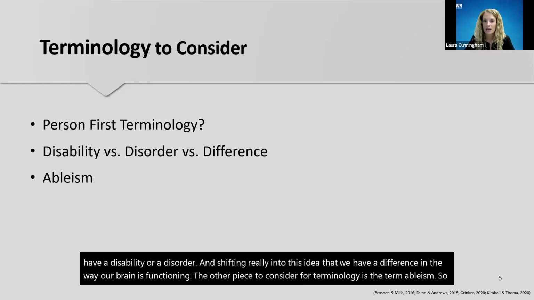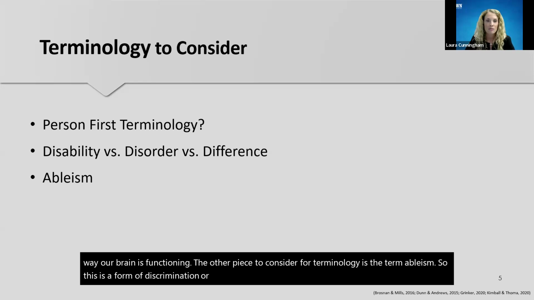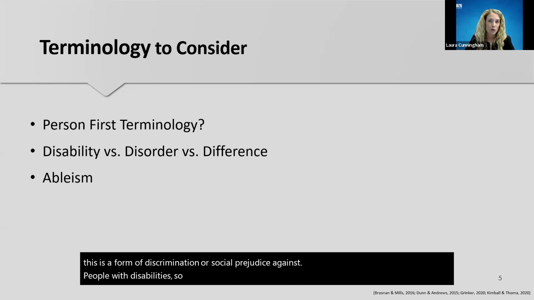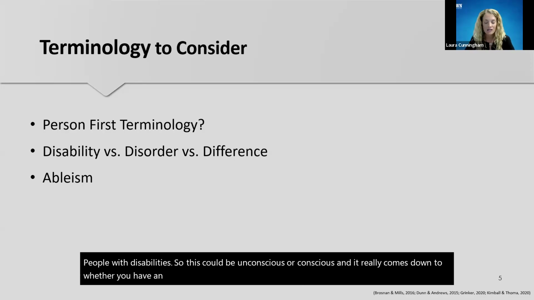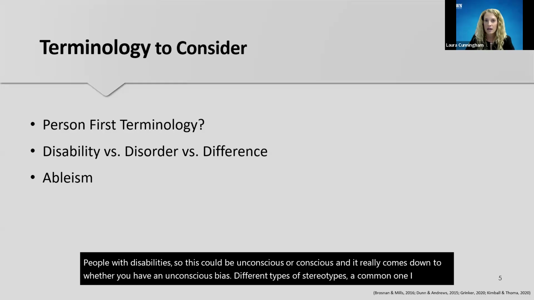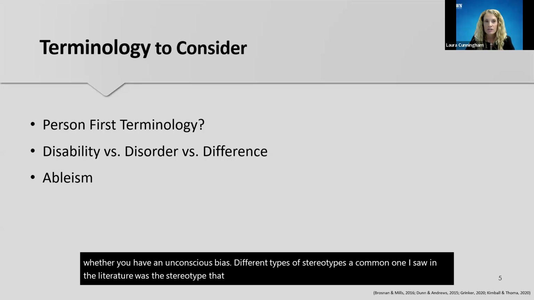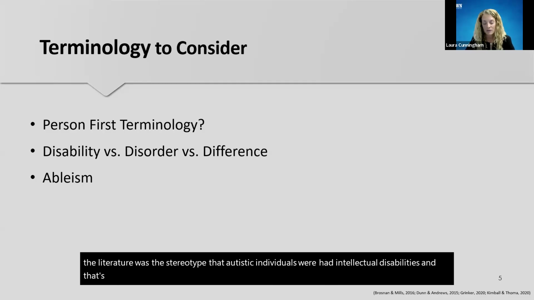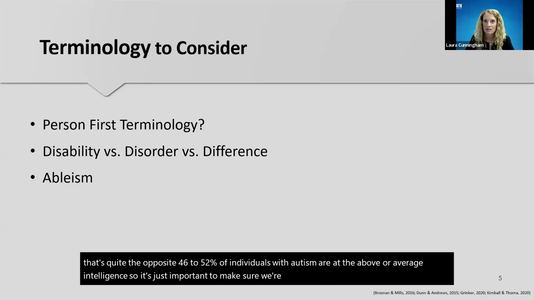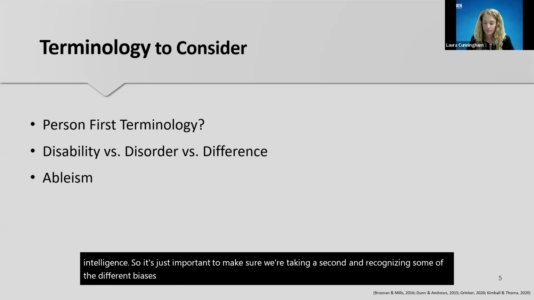So this is a form of discrimination or social prejudice against people with disabilities. So this could be unconscious or conscious. And it really comes down to whether you have an unconscious bias, different types of stereotypes. A common one I saw in the literature was the stereotype that autistic individuals had intellectual disabilities, and that's quite the opposite. 46 to 52% of individuals with autism are at the above or average intelligence. So it's just important to make sure we're taking a second and recognizing some of the different biases that we have.